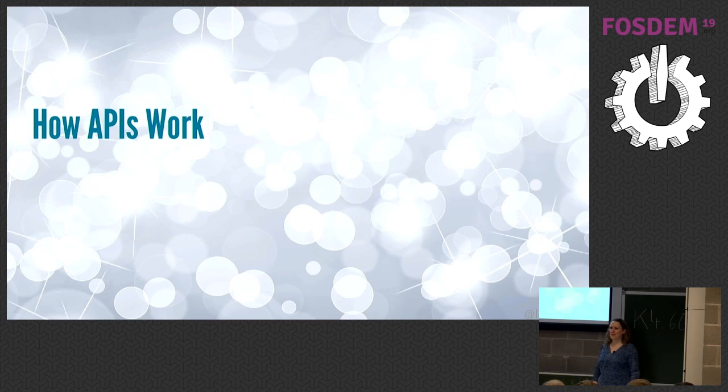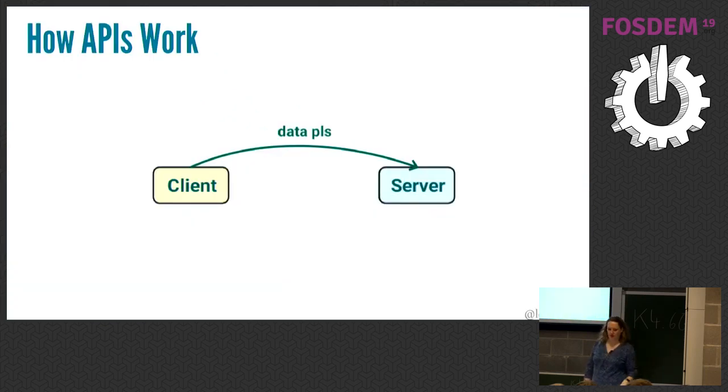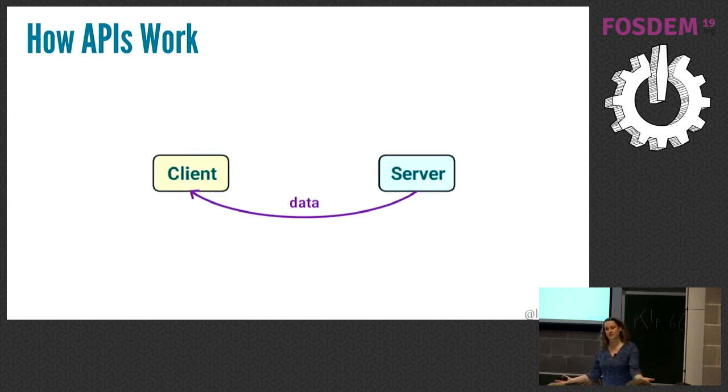Let's take a step back and recap on how APIs work so you can think a little bit more about how webhooks are different and how they're the same. How APIs work, this is the client. The client asks the server for some data, and the server says, here is your data. Unless there isn't any, in which case the server says, nope.